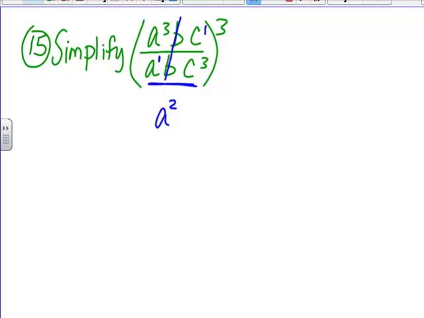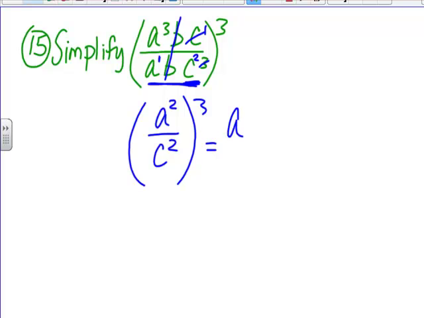Over here I have a c to the 1st over c cubed, which would be c to the negative 2, which would keep that downstairs here. But another way to think about that is this c really is basically taking out one of the c's on the bottom. So I have a c squared on the bottom. But I'm not done, because this whole thing gets raised to the 3rd power. Be careful. Everything in here gets raised to the 3rd power. So a squared gets cubed. 2 times 3 is 6. And on the bottom, c squared gets cubed. So that would be c to the 6th.